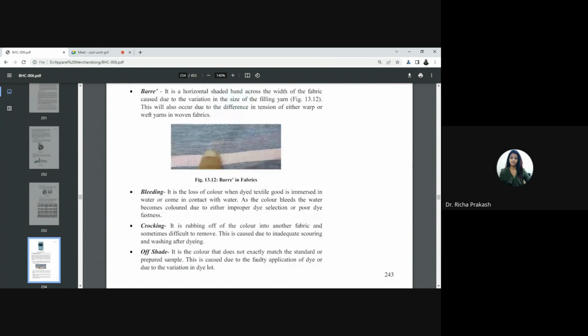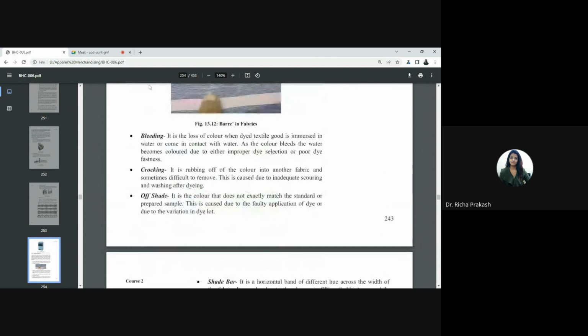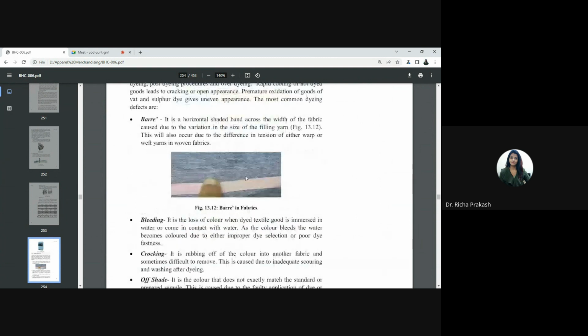Dyeing defects, of course, there are various dyeing defects, lots of them. I'll just talk about one. One is called barre in fabrics. Barre, the name is B-A-R-R-E, but bar, like a line. So what happens is, because the fabric might fold at a place, or it might crinkle or something, maybe one single line may not get the same color as the rest of the fabric. So this is called a barre.